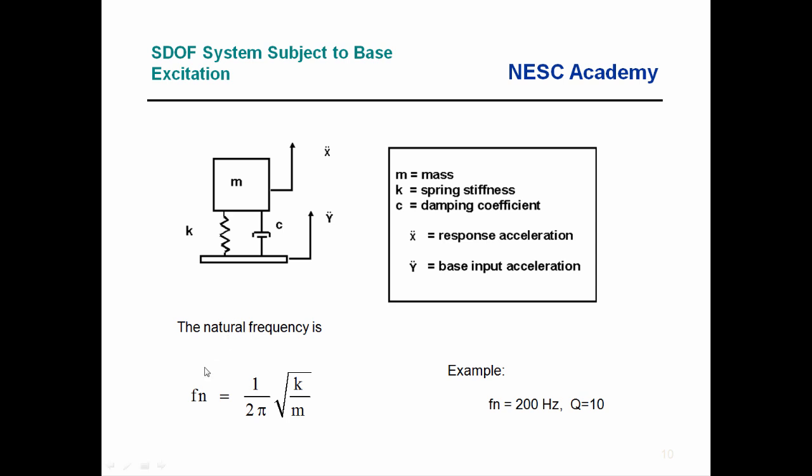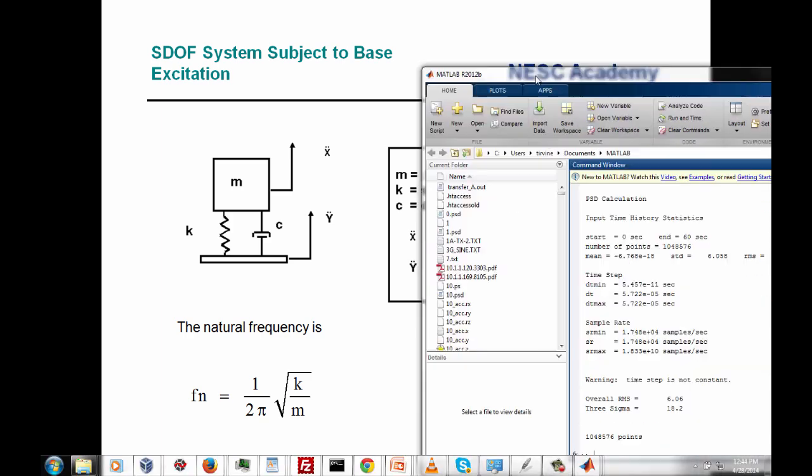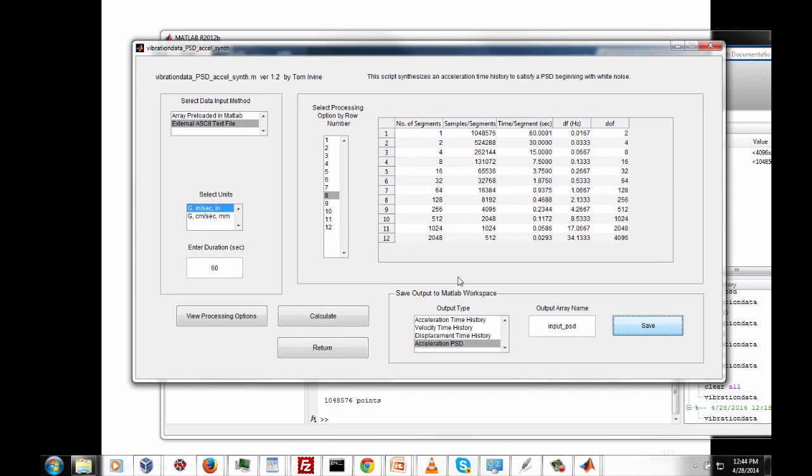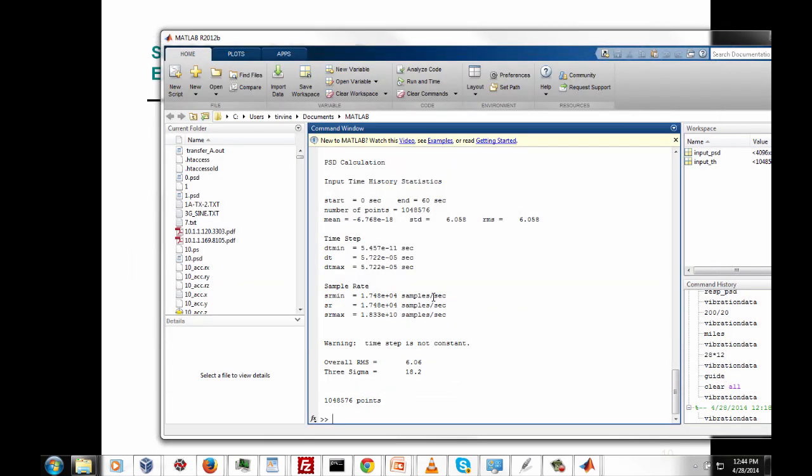Our natural frequency is 1 over 2 pi times the square root of stiffness over mass. You've seen this equation before. For our example, we're going to set the natural frequency equal to 200 hertz and our Q value, our amplification factor, equal to 10. So let's go back to our GUI package here. Let me type in vibration data.